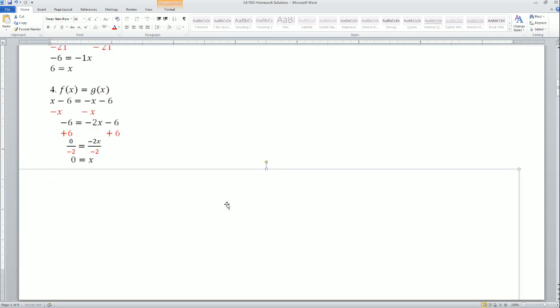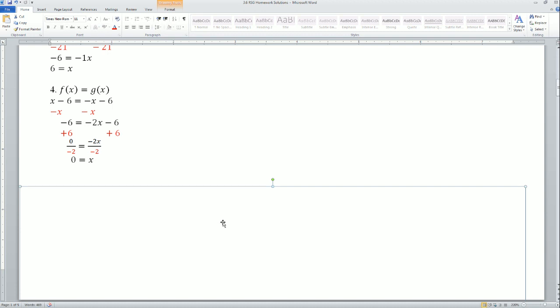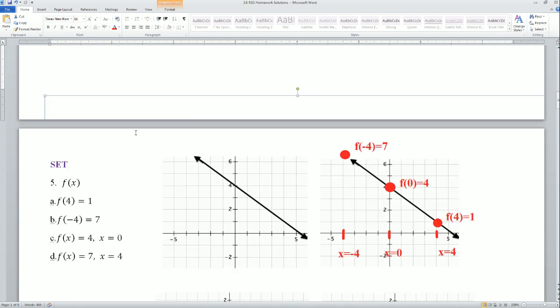Same process for 4. Subtract x, then add 6, then divide by negative 2. 0 divided by any number is still 0, so x equals 0 in that case. Alright, let's look at the Set.